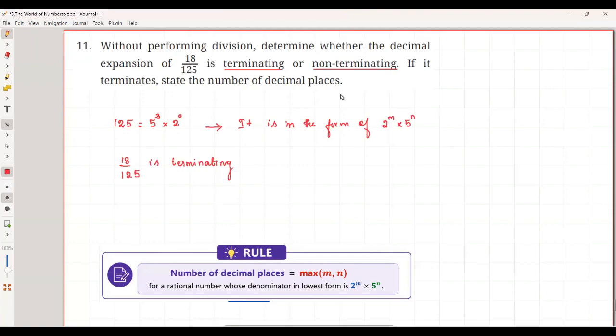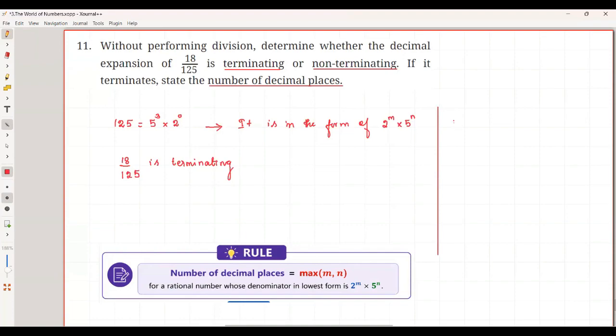Okay. Next, if it terminates, state the number of decimal places. Here it is terminating, so we have to find out the number of decimal places. After the decimal point, how many decimal places are going to come, we have to identify. So we have two methods. One is by doing it the normal way.